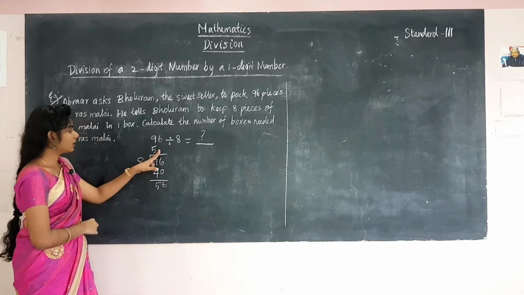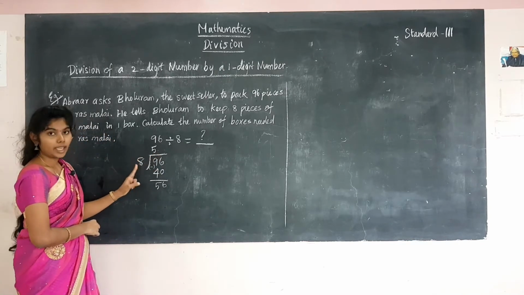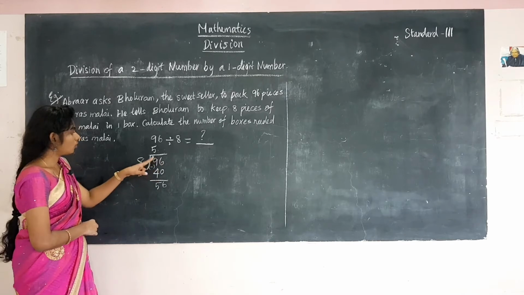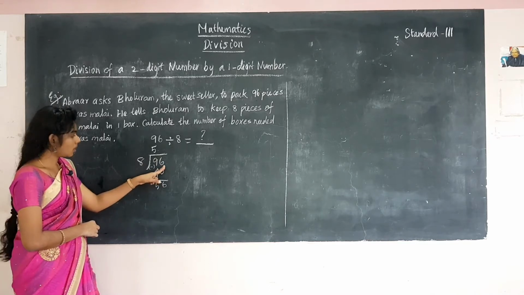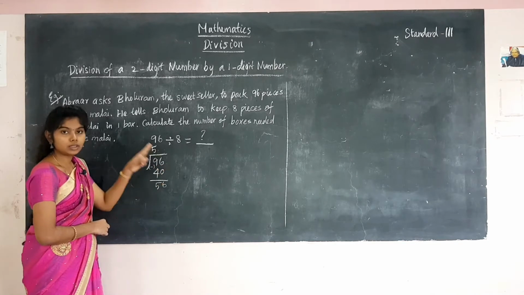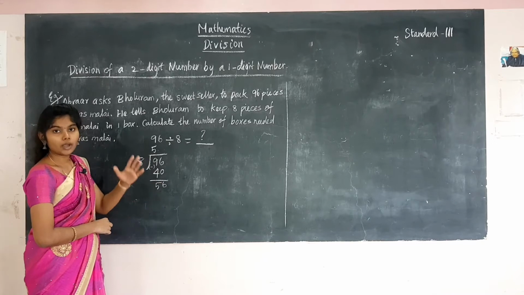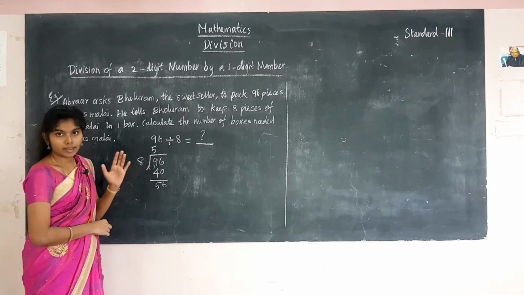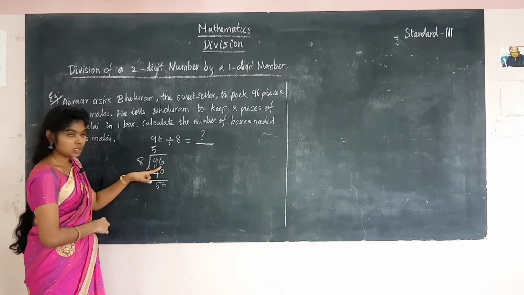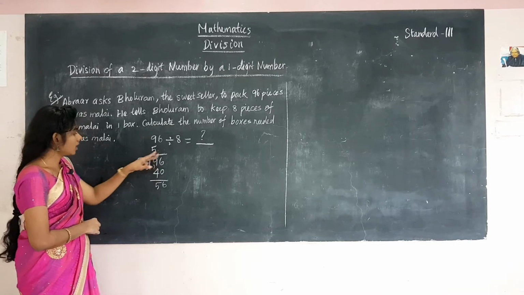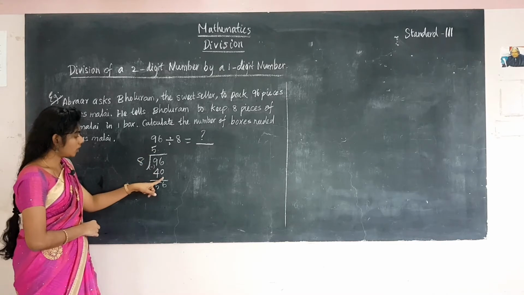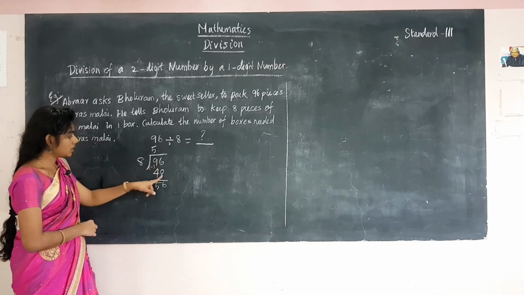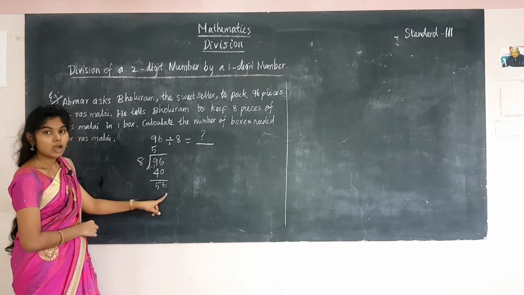So what have I done? First I took 5 for 8. 8 5s are 40. While you are multiplying, the product should be within this number, which is 96 or within that number. It may be 95 or 94 or 1 or 2, like that it can be. But it should be within this number while you are multiplying the quotient and the divisor. So I have taken 5. 5 8s are 40. By subtracting, we have got 56.